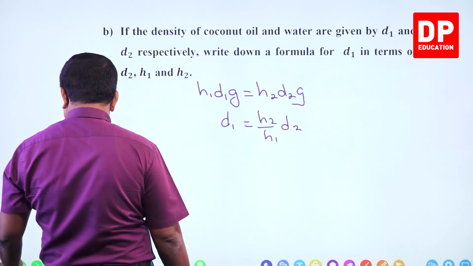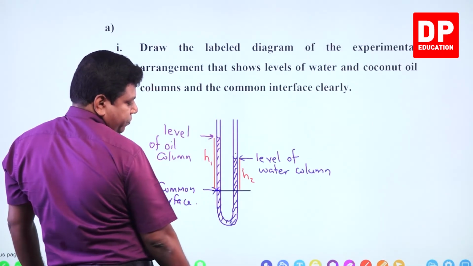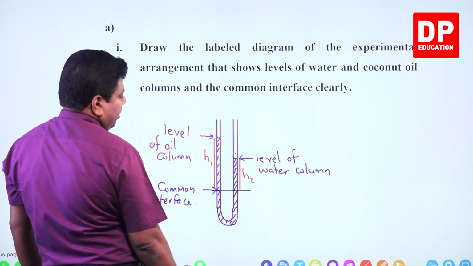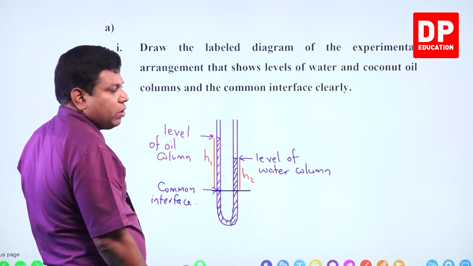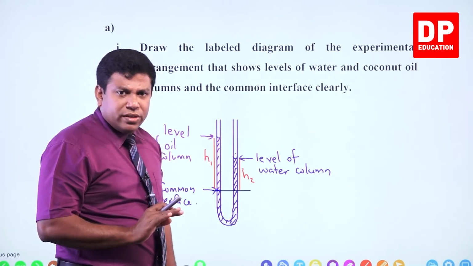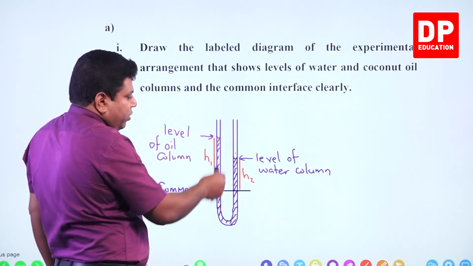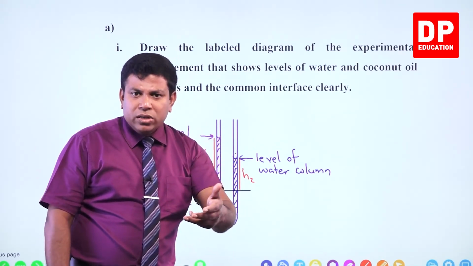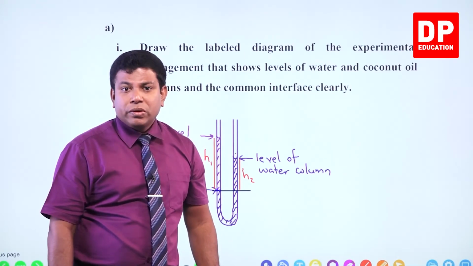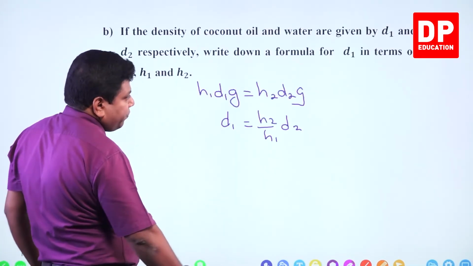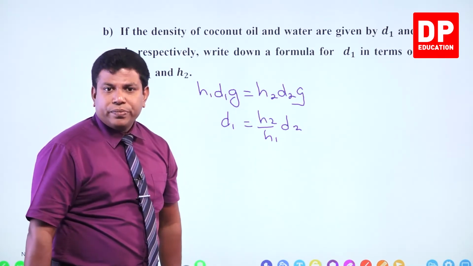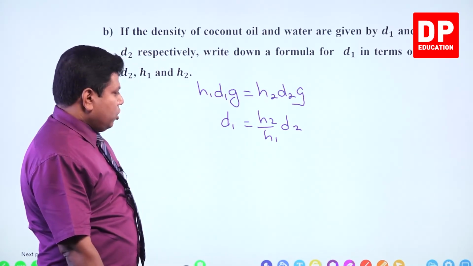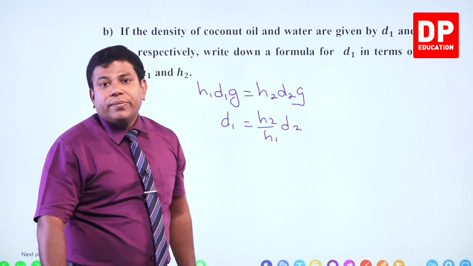What happens if I add water into this? Something will happen, the levels will go up and all, but the quantity of oil is not going to change, right? If the quantity of oil doesn't change, H1 cannot change because the cross section is uniform. In this tube, the height of oil column cannot change. Unless you add more oil, the oil column's height will not change. Then come back to this equation. If H1 doesn't change, D1 and D2 are densities which are constants. So if H1 doesn't change, H2 also cannot change.